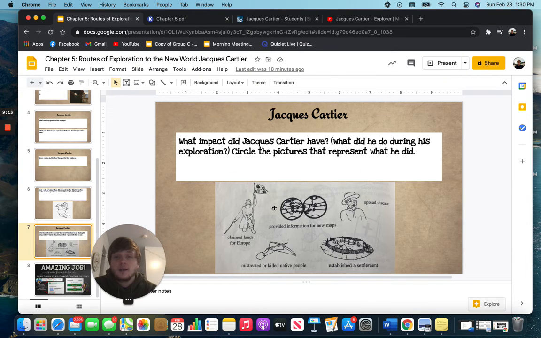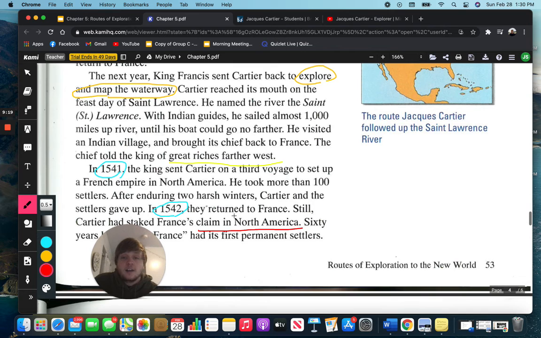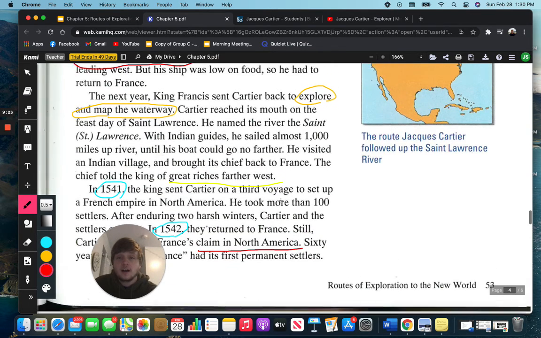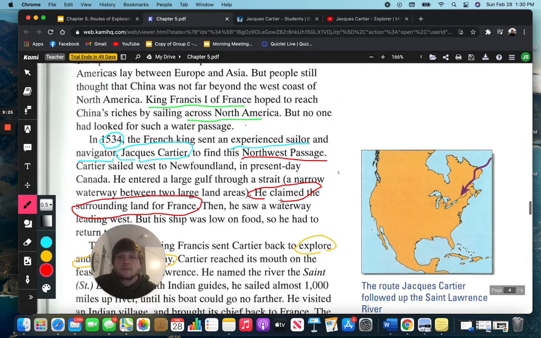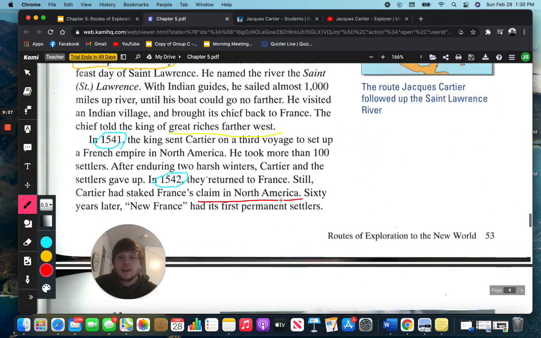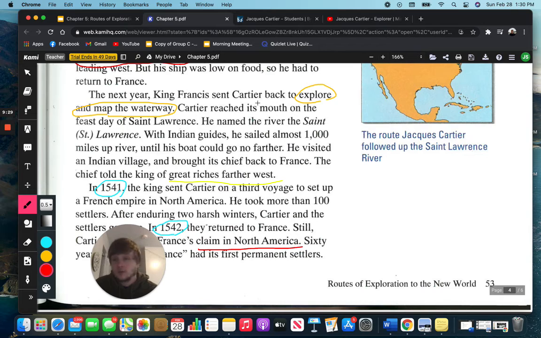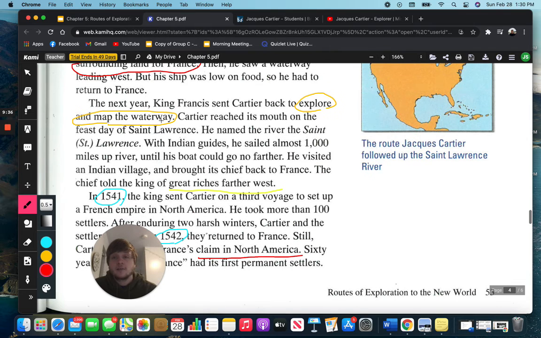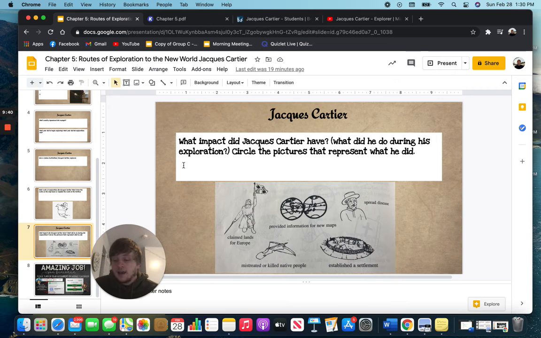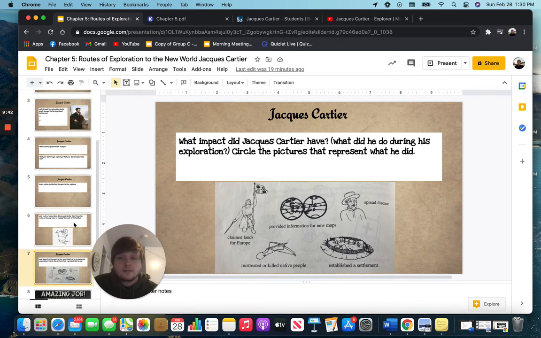And finally, what impacts did Jacques Cartier have? Well, again, we saw in the chapter that he made some claims in North America for France. We saw some information saying that he was going on these explorations to explore and map the waterway. King Francis sent him to do that. Alrighty, and that should be about it.